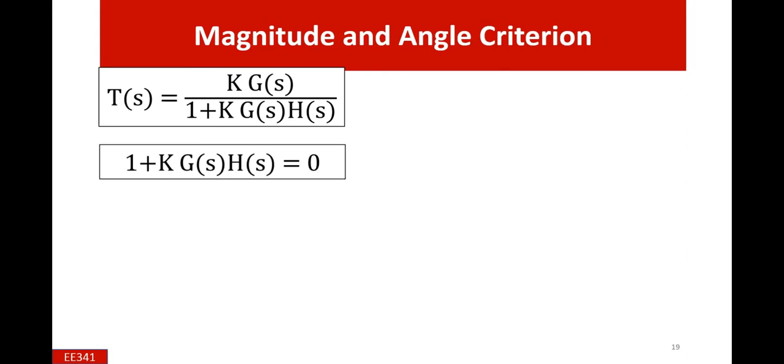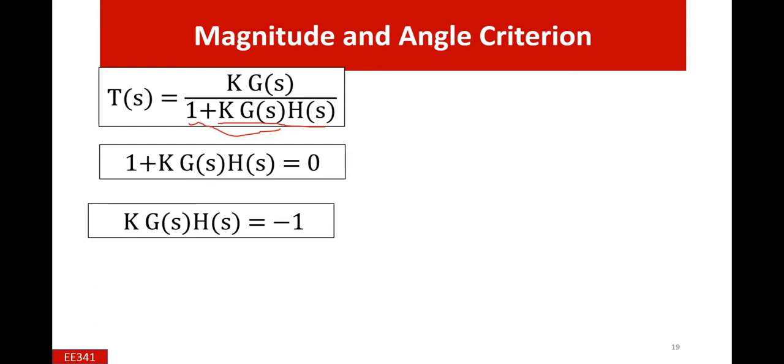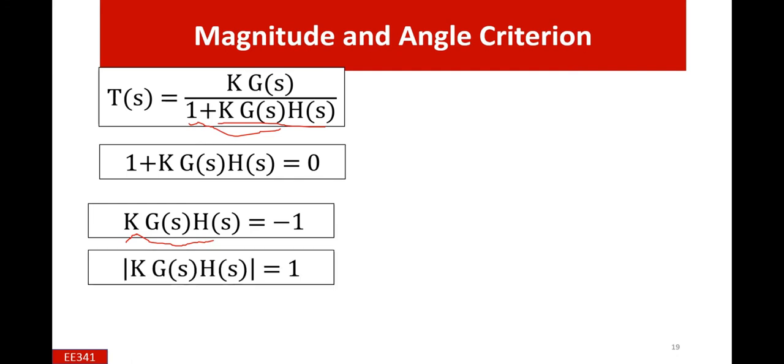For example, this is a characteristic equation. If we take 1 plus the open loop transfer function equal to 0, then this is the characteristic equation. From this characteristic equation we can show that the open loop transfer function is equal to -1 and the magnitude equal to 1. So we can normalize it.